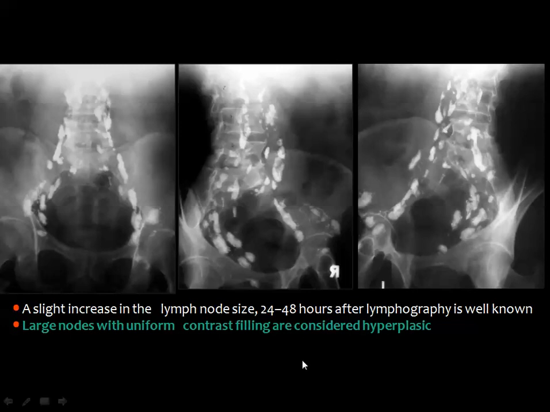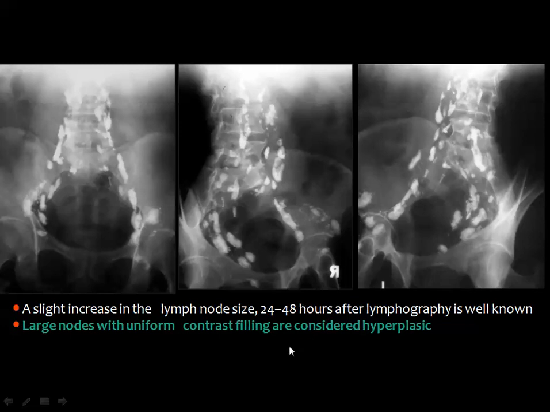Whenever we see a node like this, having the reniform shape and homogeneously filled with contrast, we consider it normal. You can take this node as an example, but here you can see some incomplete filling of the lymph node.